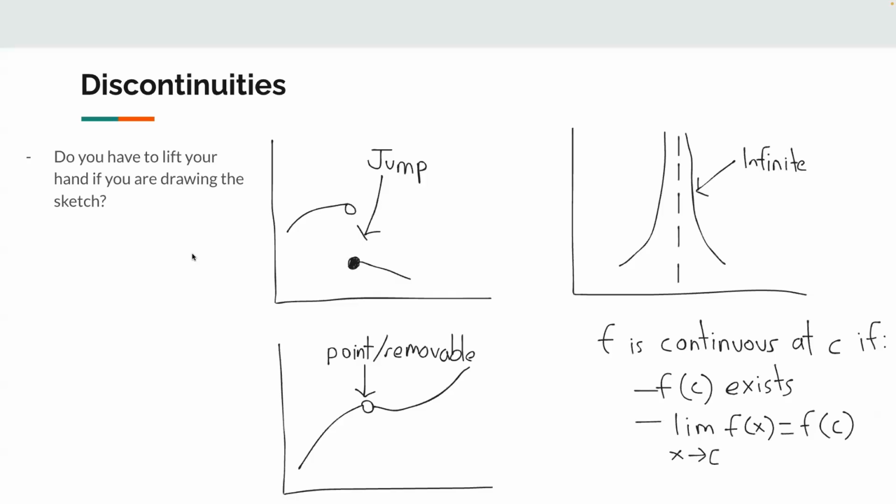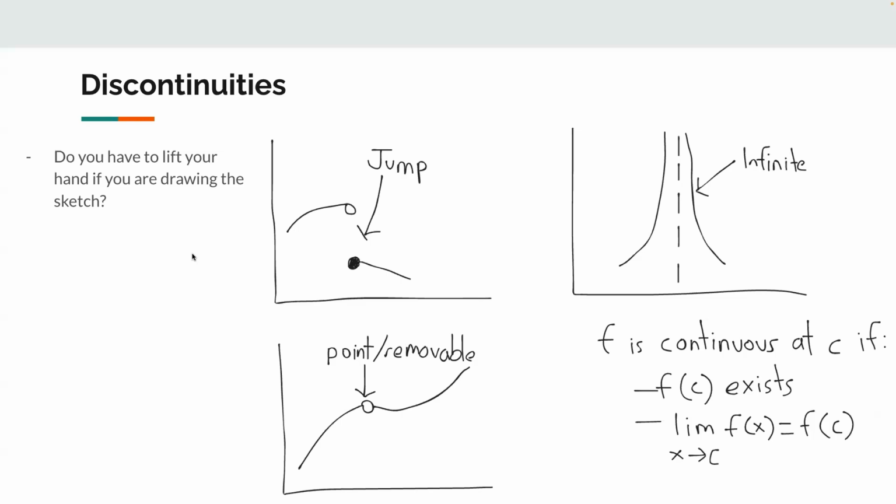Okay, now I'm going to go over discontinuities. An easy way to find a discontinuity is just, do you have to lift your hand if you're drawing the sketch? For example, look at all of these things I've drawn here. If you try to draw the graph, you'll have to lift your hand at some point. So that means all three of them are discontinuous.